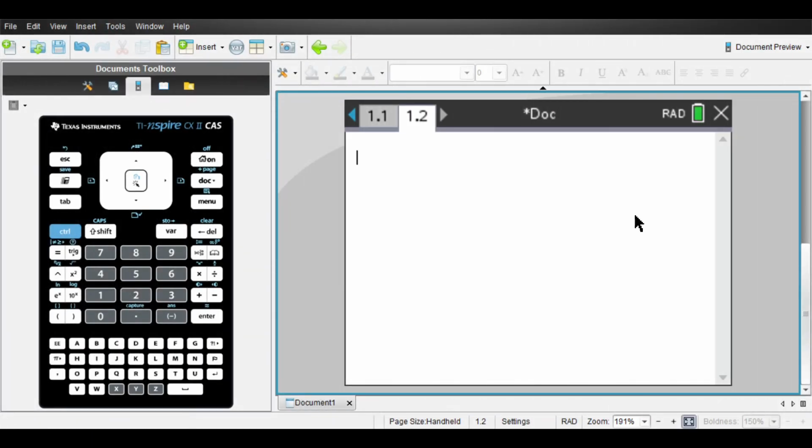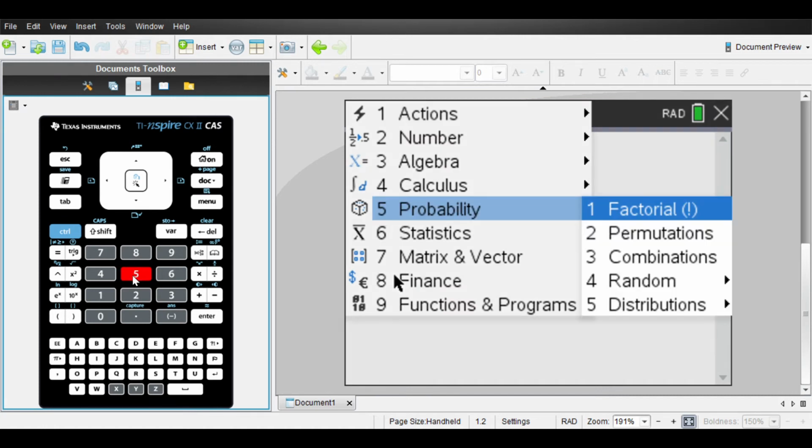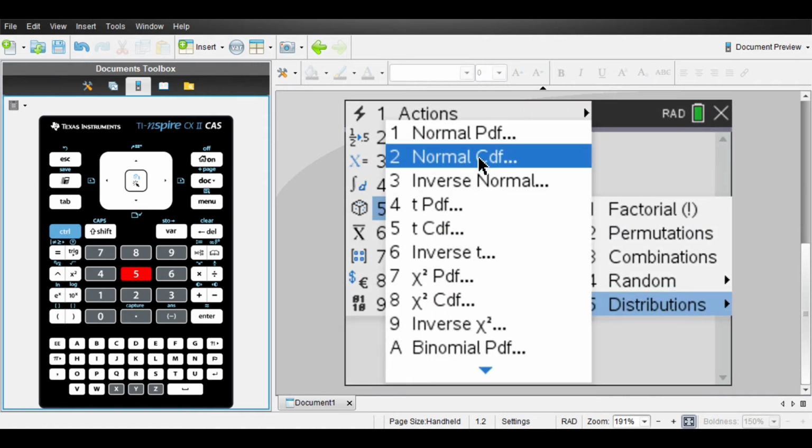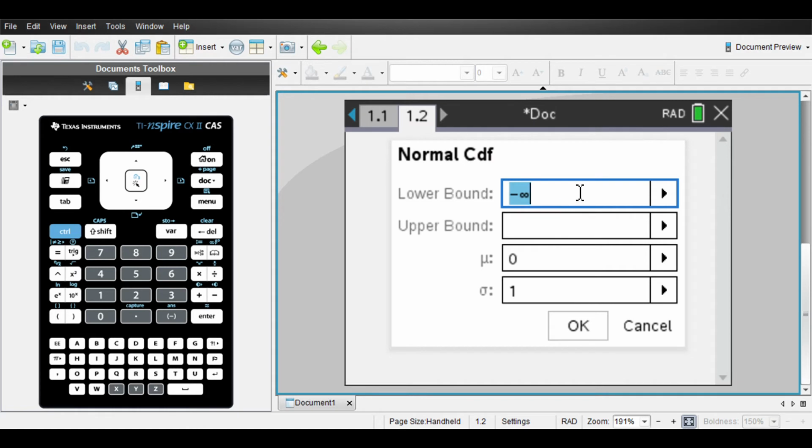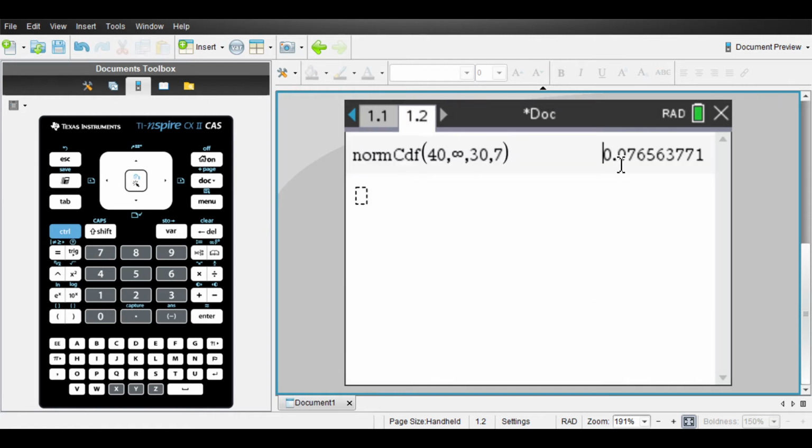Right, so next let's talk about distributions, in particular the normal distribution and the binomial distribution. So a normal distribution is just a bell curve, and most of the times we're interested in finding the area under the curve. And you can do that by doing menu 552. So for example, maybe let the lower bound be 40, the upper bound be infinity, the mean be 30, and the standard deviation be 7. And here we've got this number.